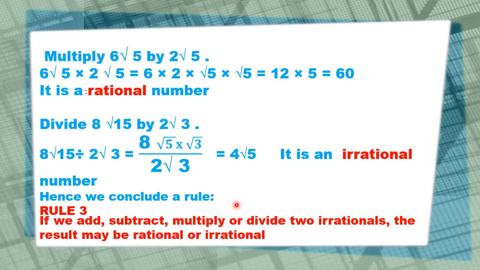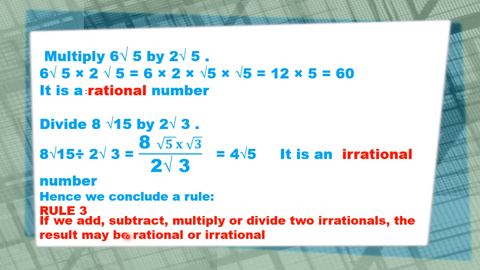Now let me just ask you a question. Could this have been a rational number? Yes, if this root 5 was not there, then it could have been a rational number, right? That's why they are saying that the result can be a rational number or an irrational number. There are two options open in these cases. Which case?